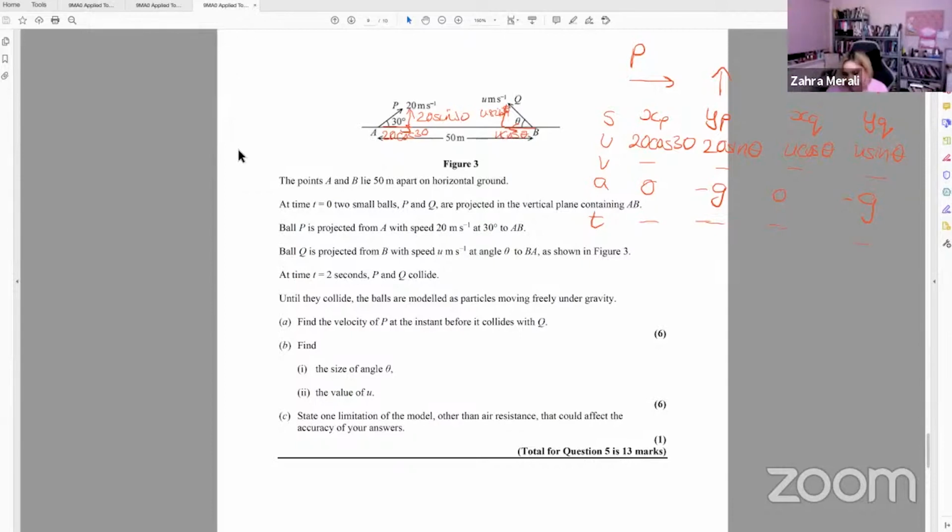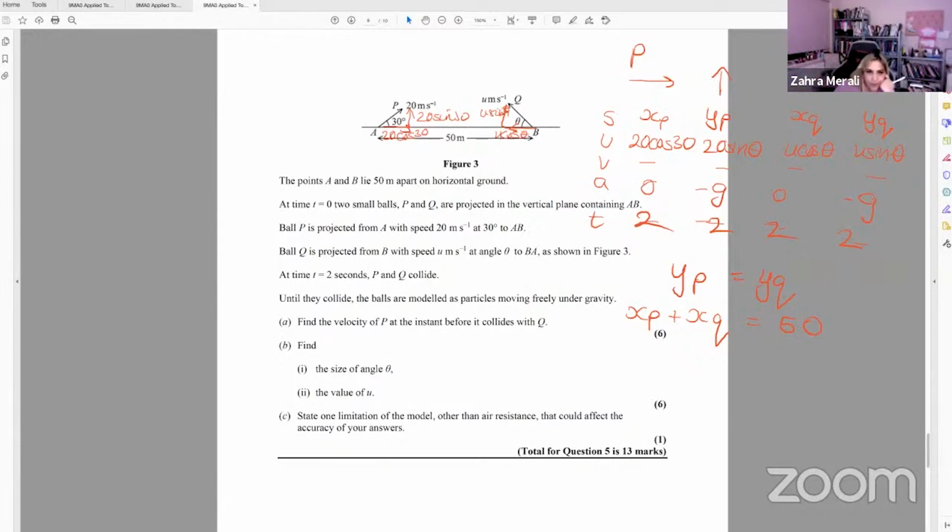We know that they collide when T equals 2, so we can put 2 in there. When they collide, their heights have to be the same, so YP equals YQ. The distance they will have traveled when they collide, XP plus XQ, will have to equal 50, because it equals the total distance of A and B.